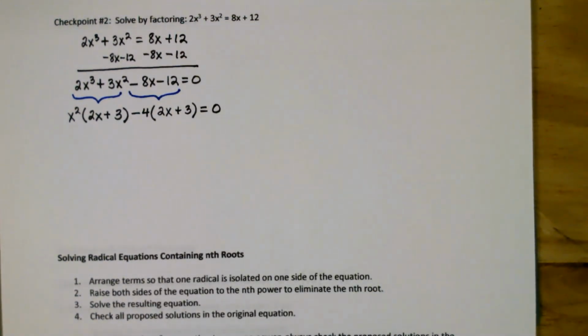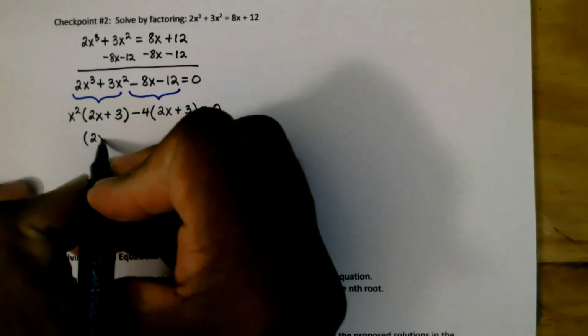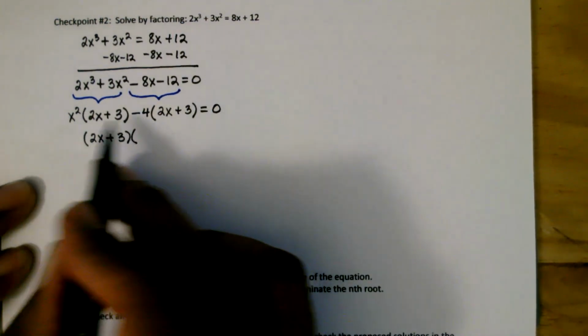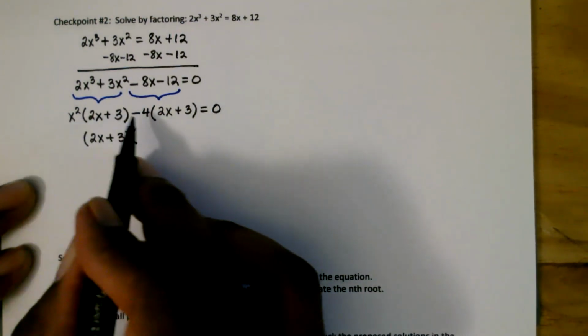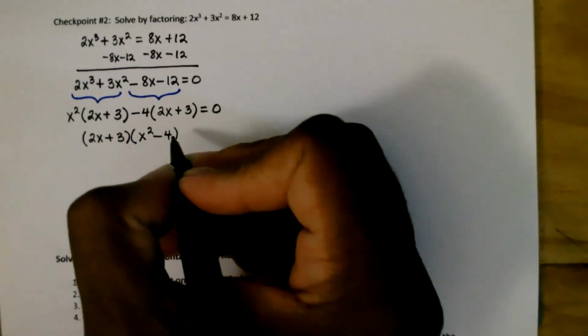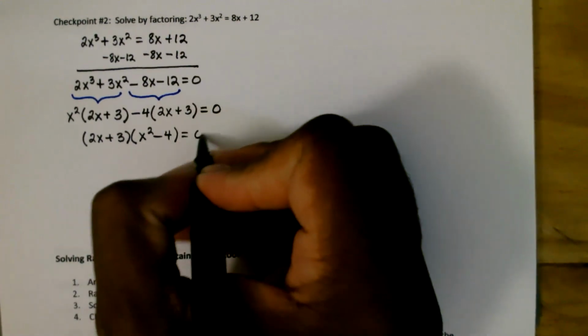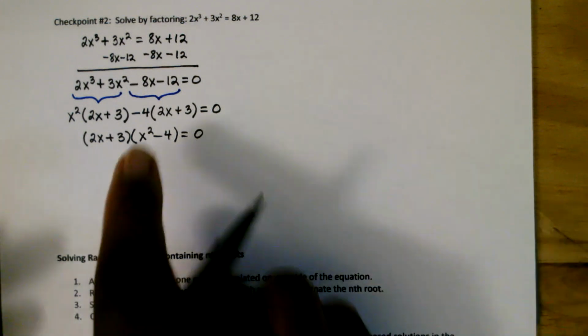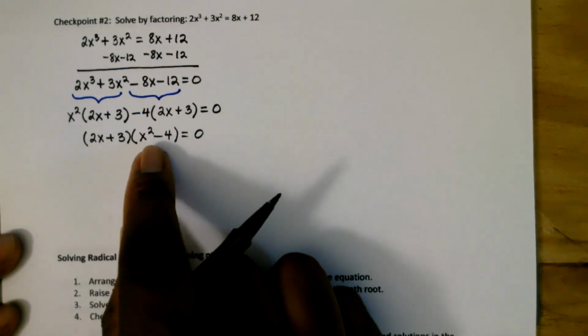Now notice I got the 2x plus 3 as the common factor. You can see that automatically. So I know I can pull out the 2x plus 3. And the other factor would be these numbers that are on the outside, x squared minus 4, equal 0. All right, but that x squared minus 4 is what we call the difference of two squares.